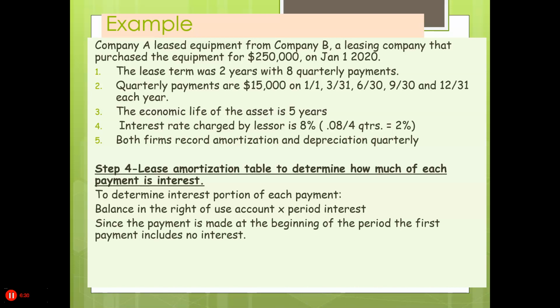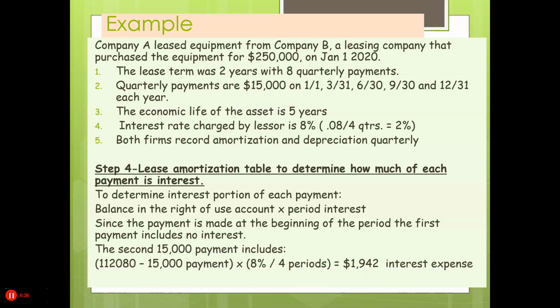Since the payment is made at the beginning of the period, the first payment includes no interest. But for the second payment, we take the $112,080, which is the present value we calculated previously, minus that first payment that includes no interest, times 8% divided by 4 periods, which tells us our interest portion is going to be $1,942. So when we make our second payment of $15,000, $1,942 is going to be interest expense, and the difference will go against the lease payable.